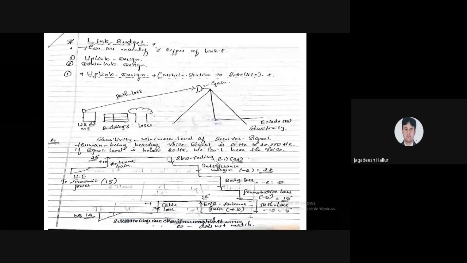We are seeing one diagram here, that is the uplink design. In this uplink design, how they manage the required budget particular to the uplink and to the downlink.